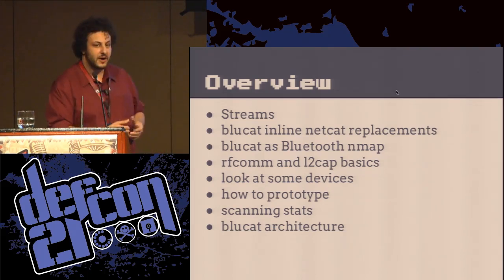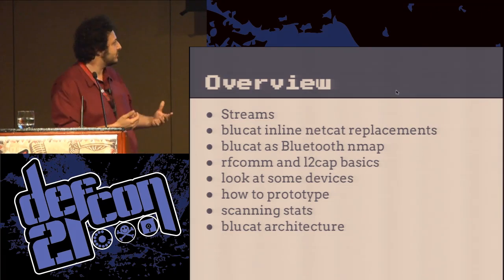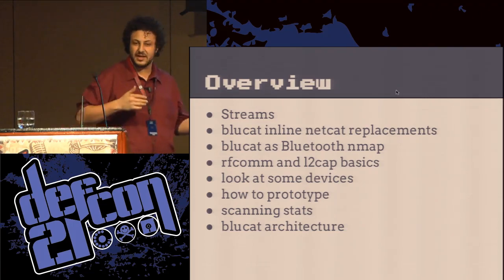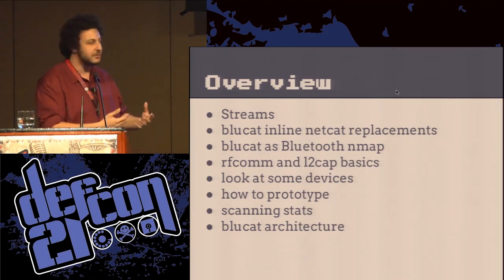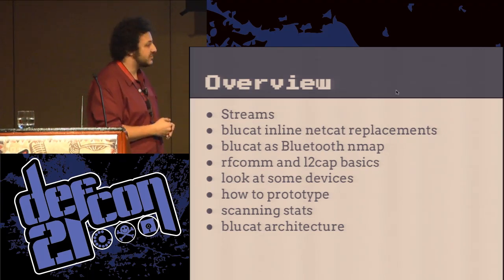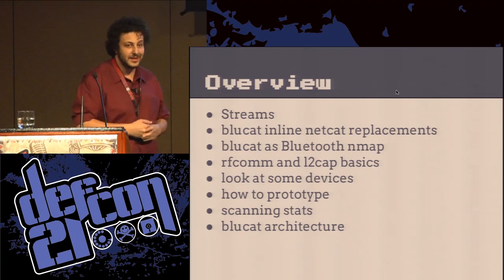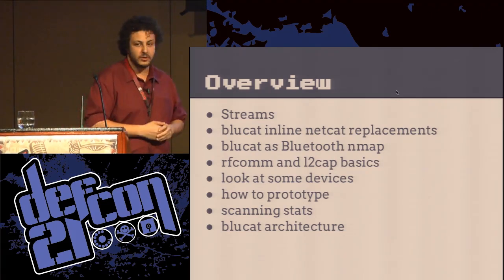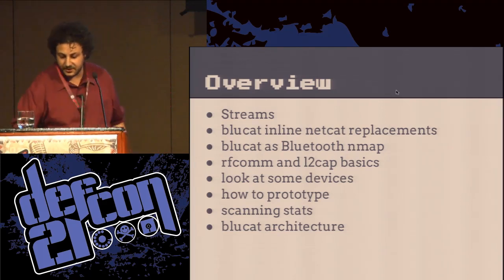And then basically, we're only going to talk about RFCOMM and L2CAP. Those are the only things really understood by Blucat because they make sense. You have port numbers and you can talk to them directly. Then we're going to look at some devices with Blucat and see how you'd examine other devices with Blucat, how to prototype some stuff really quick, some stats I've generated while scanning, and then if we have time, the architecture of how Blucat works on tons of architectures, right?